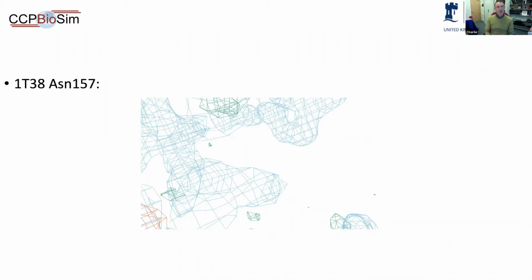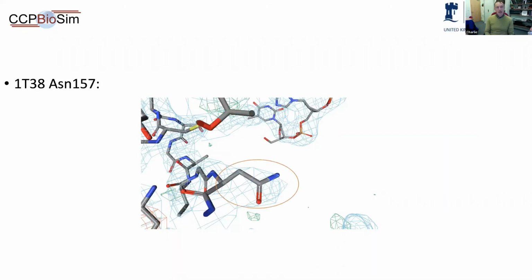So here I've zoomed into a different region of that same PDB electron density for this 1T38 DNA protein complex. And actually that blob that you can see in the middle bottom of the screen is where an asparagine residue sits. So an asparagine side chain, that's an amide group. So it terminates basically in an oxygen atom and a nitrogen atom. Remember, this is a crystal structure, so we can't see hydrogens.